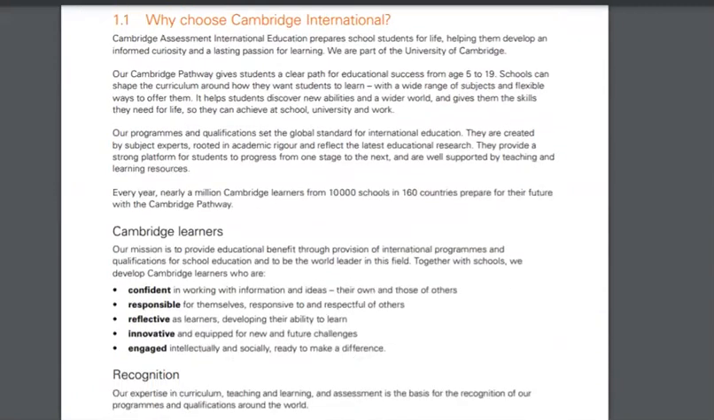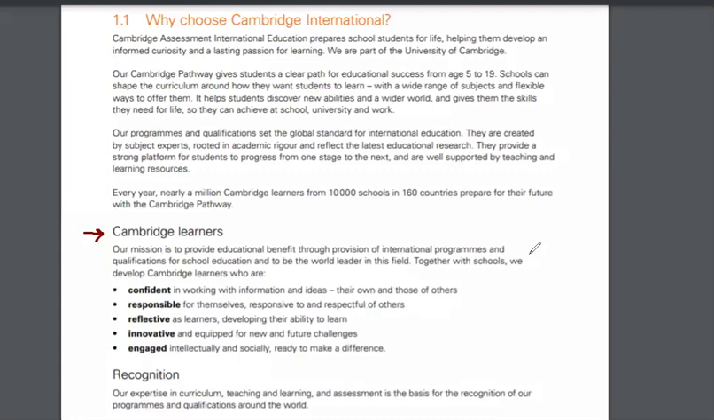Now, why choose Cambridge International? Out of this, the most important chunk for you to remember is that our mission is to provide educational benefit through provision of international programs and qualification for school education, and to be the world leader in this field. Together with schools, we develop Cambridge learners who are, now these are the skills that Cambridge International expects of you to acquire by the end of your 3 years of O-levels learning.